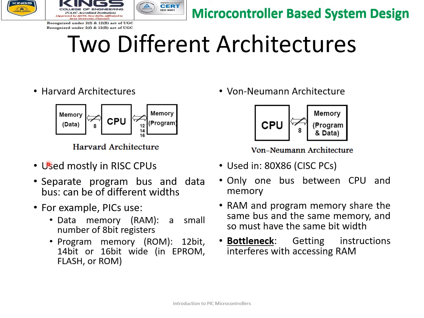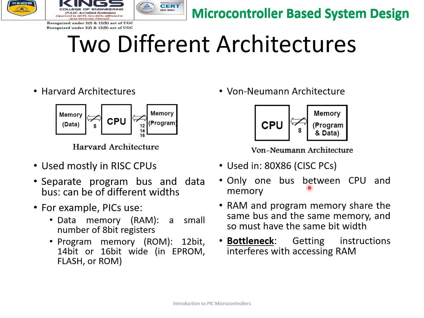This Harvard architecture is used mainly in RISC CPUs, where RISC stands for reduced instruction set computers, and therefore separate program bus and data bus are used for Harvard architecture. So in PIC, Harvard architecture is followed. Data memory is separate as well as program memory. Usually this data memory is known as RAM, and the program memory for storing the code is known as ROM. RAM consists of 8-bit registers, and in ROM, 12-bit, 14-bit or 16-bit variety is available, depending upon the versions of PIC.